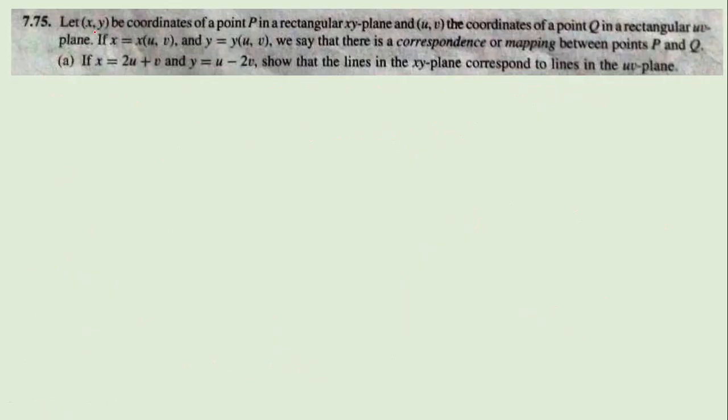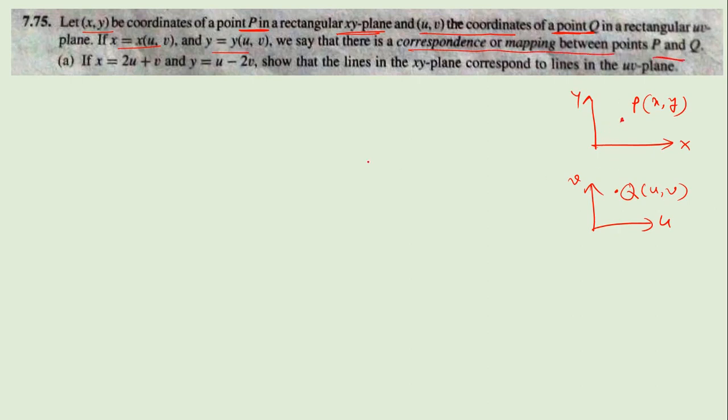Next, let x, y be the coordinates of any point P of the rectangular coordinate system in the xy plane. So in this xy plane, any point P is x, y, and u, v is the coordinate system of point Q. Suppose this is the uv coordinate system, and Q is any point in this plane. These are the corresponding mapping from that point to that point, and x and y are related to u and v such that a line in the xy plane corresponds to a line in the uv plane.